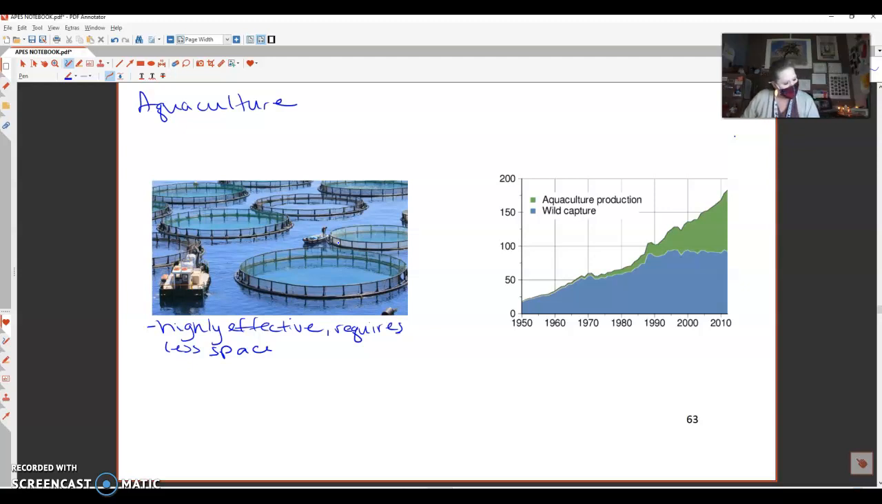It is a very efficient process. Now, what are some cons to this? It can contaminate surrounding water because of all the fish waste, the poop, okay? So it can contaminate surrounding water.